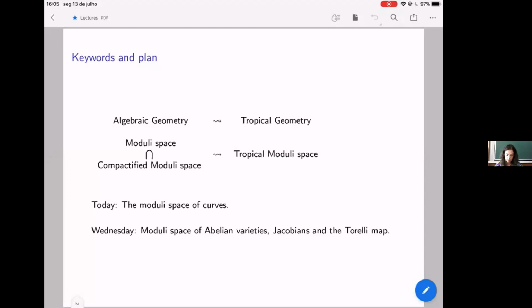And then in the Wednesday talk, I will be telling you about these other moduli spaces: the moduli space of abelian varieties, Jacobians, which are a particular case, and the Torelli map, which will be a way to link the moduli space of curves and the moduli space of abelian varieties via Jacobians, as you will see. I'm going to talk about the tropical version of this, but this is going to be on Wednesday. Possibly the Wednesday talk could be a little bit more technical than what I will be doing today.